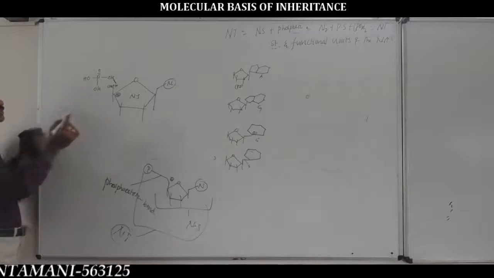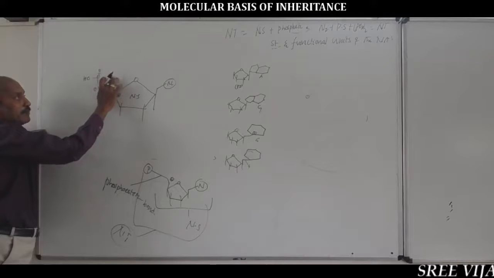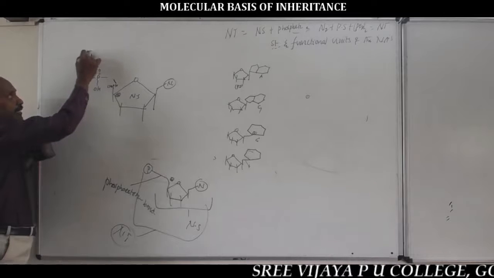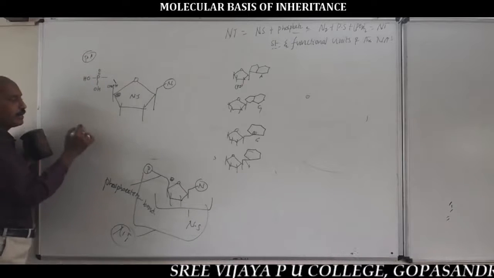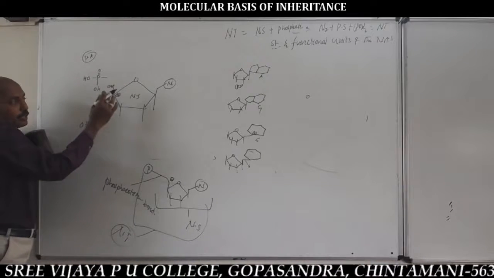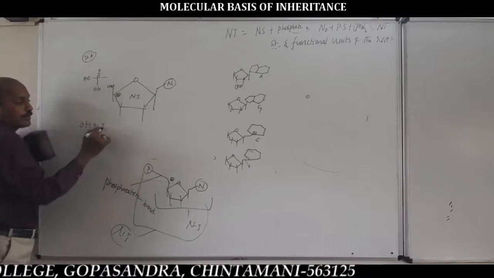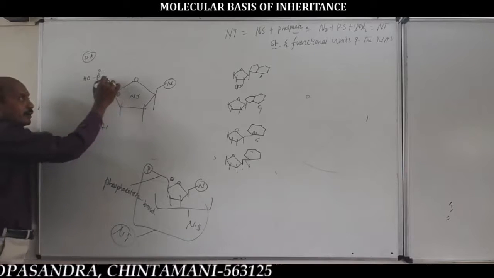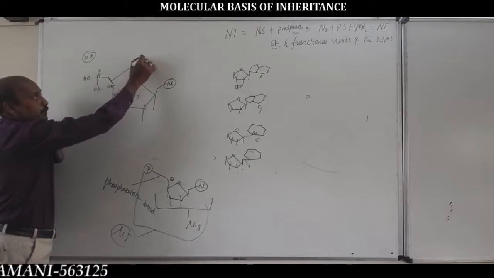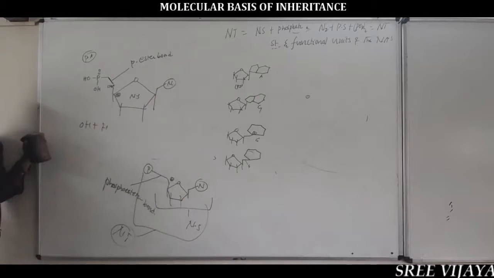Phosphoester bond means that during its formation, one OH group is eliminated from orthophosphoric acid, and one hydrogen atom is eliminated from the pentose sugar, the deoxyribose sugar of the nucleoside. This results in the formation of a chemical bond that is called a phosphoester bond. You should remember this statement.